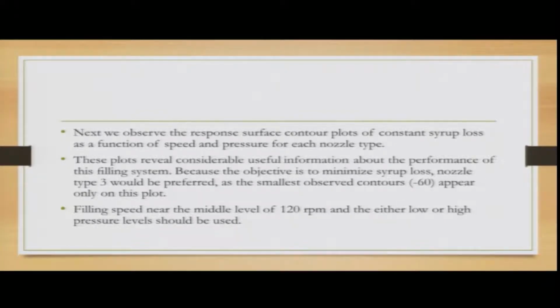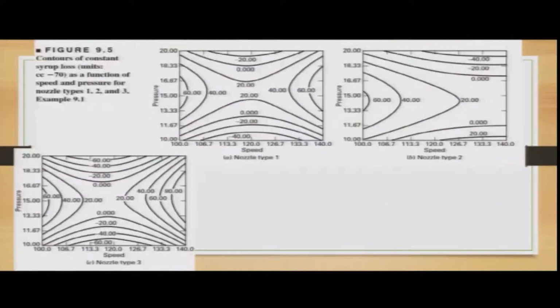Continuing reading it, because the objective is to minimize syrup loss due to frothing, nozzle type 3 would be preferred, as the smallest observed contours of -60 appear only in this plot, and they can be analyzed accordingly. Filling speed near the middle level of 120 revolutions per minute or RPM, and either low or high pressure levels should be used in order to minimize the frothing or the syrup loss. The contours of constant syrup loss, in units of cc or cubic centimeters, of -70 are given as a function of speed and pressure for nozzle of type 1, 2, 3.